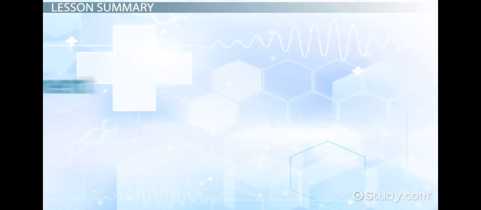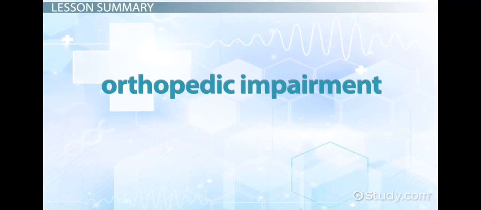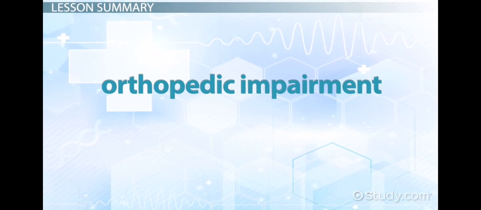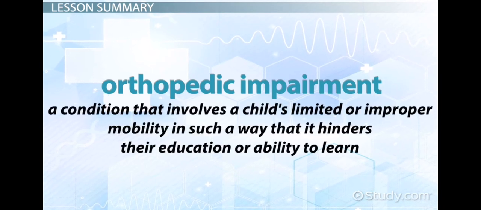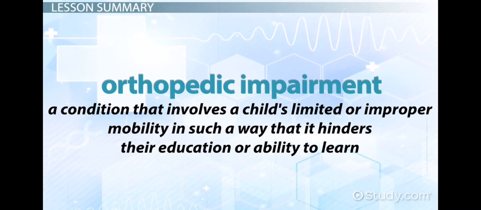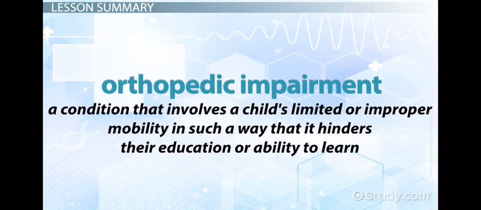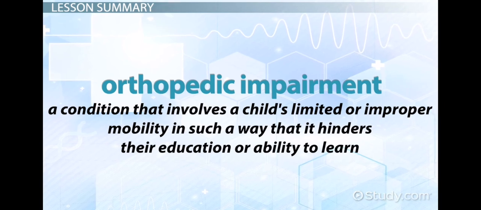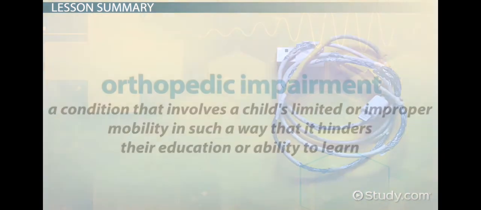All right, let's now take a moment or two to review. In this lesson, we learned that an orthopedic impairment is a condition that involves a child's limited or improper mobility in such a way that it hinders their education or ability to learn. There are three main categories of orthopedic impairment.